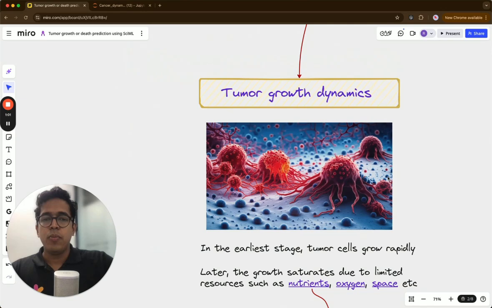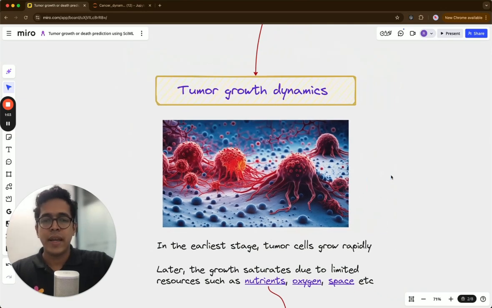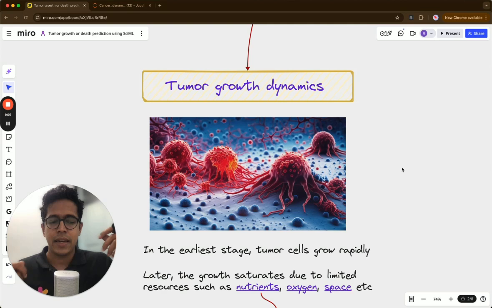So a tumor growth happens in the following way. A random cell in our body can mutate, and it can mutate in such a way that it experiences a rapid rate of growth. This rapid rate of growth results in accumulation of multiple cells in one location growing as a tumor. So in the early stages of the tumor growth, the rate of growth will be very rapid. The rate at which cells multiply will be very rapid.